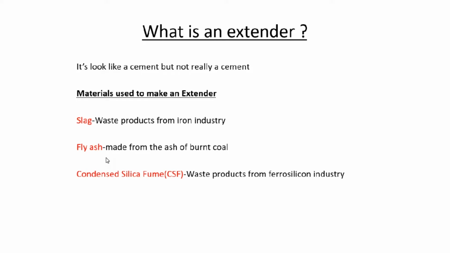Which is a slag, fly ash, condensed silica fume. And then you must also give me where it comes from. Like slag is a waste from the iron industry, and the fly ash is made from the ash of the burnt coal, and condensed silica fume is the waste product from the ferrosilicon industry.